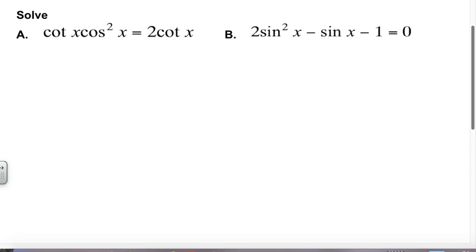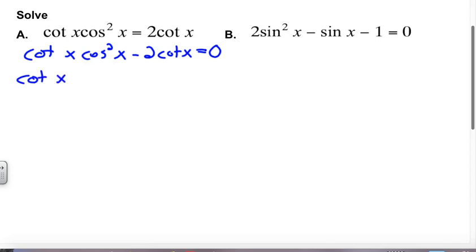Let's get them all on the same side. So let's subtract the 2 cotangent x. I'm going to write cotangent x cosine x squared minus 2 cotangent x equals 0. So I'm going to subtract that to the other side. Now let's factor out what can be factored out. They both have a cotangent x, so let's take that out. If I take out cotangent x, that's going to leave, in parentheses, cosine squared x minus 2.